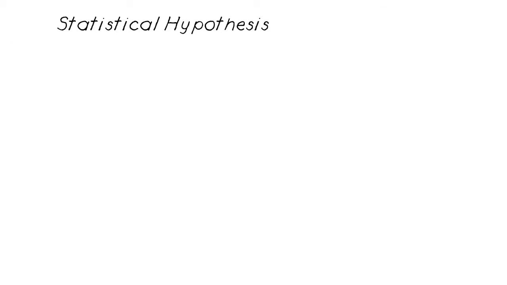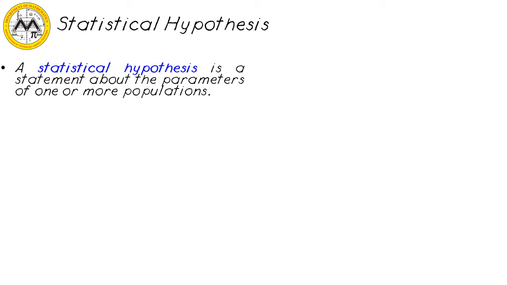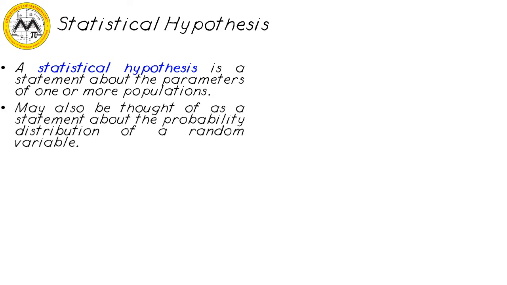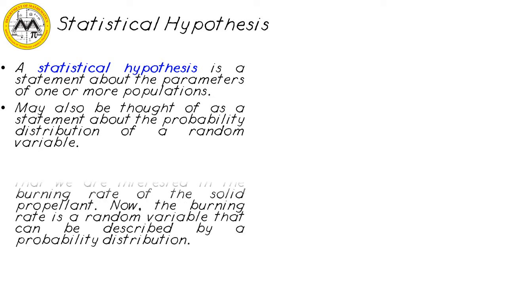What is a statistical hypothesis? A statistical hypothesis is a statement about the parameters of one or more populations. This may also be thought of as a statement about the probability distribution of a random variable.